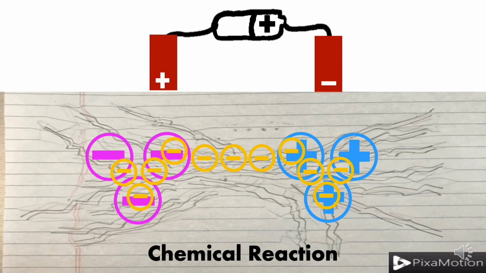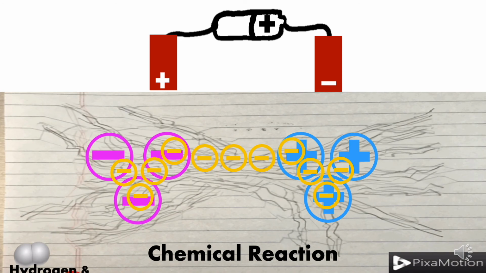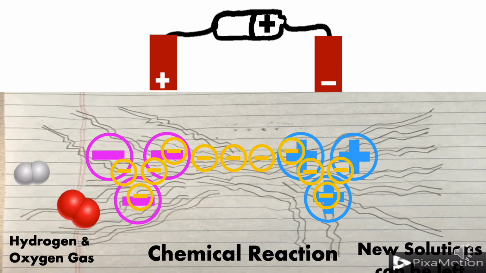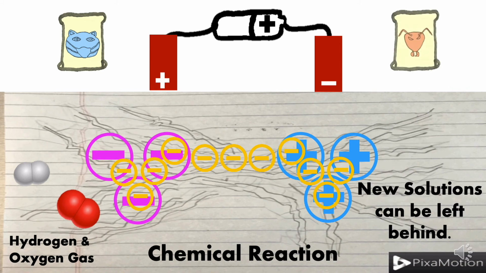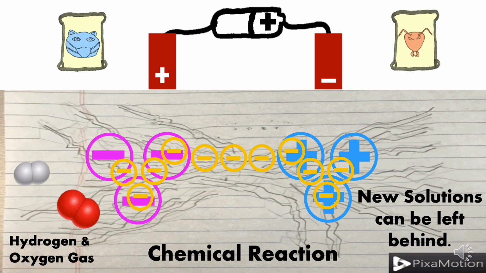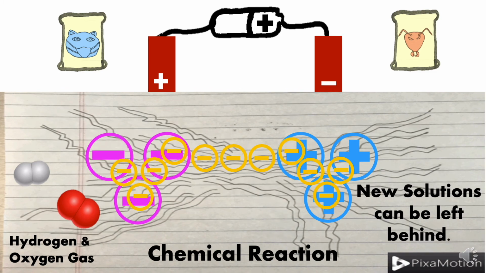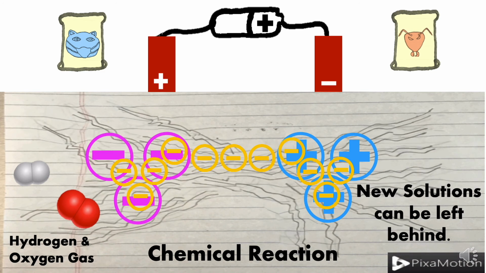Now, all sorts of things can happen when the electrons meet the ions. Gases can give off, and new solutions can be left behind. It all depends on the liquid and what the electrodes are made from. The liquid is effectively conducting an electrical current. If a liquid has free-moving ions and can conduct like this, it is called an electrolyte.